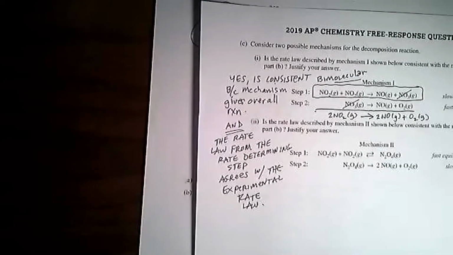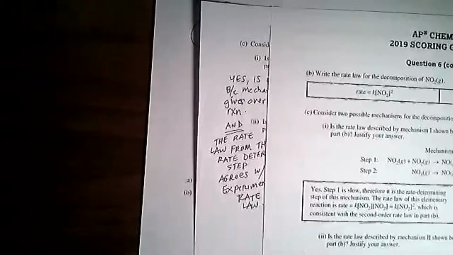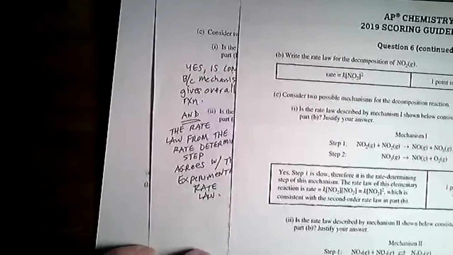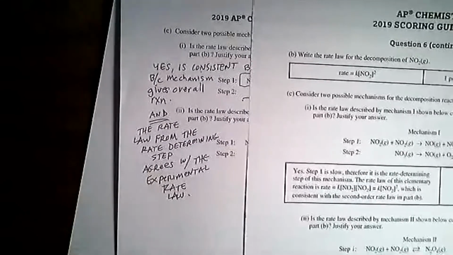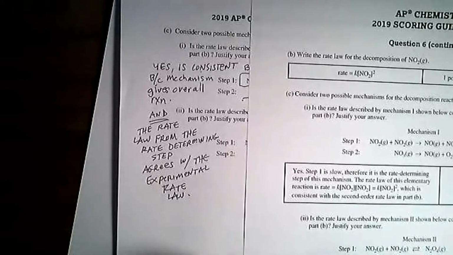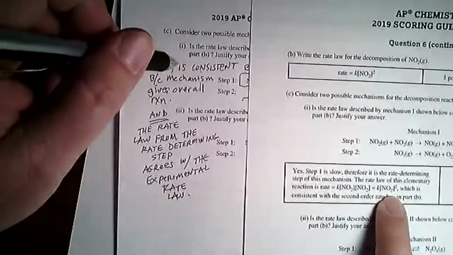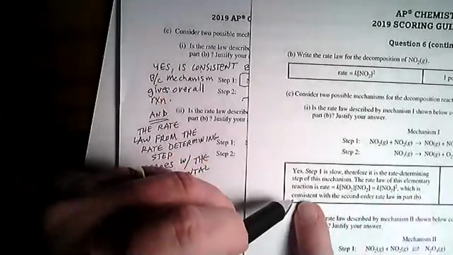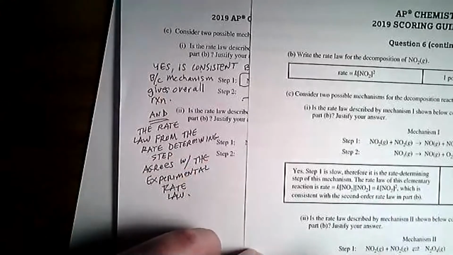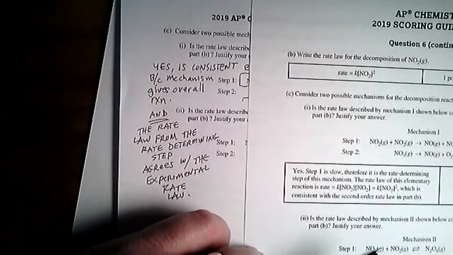I will tell you what they wrote. I'm sure theirs, again, is more eloquent than mine. It says, yes, step one is slow. Therefore, it is the rate determining step of this mechanism. The rate law of this elementary reaction is rate equals, and then it basically spells out what we wrote. And you're essentially using that molecularity, which is consistent with the second order rate law from part B, which is the experimentally derived. So this one is worth 1 point.